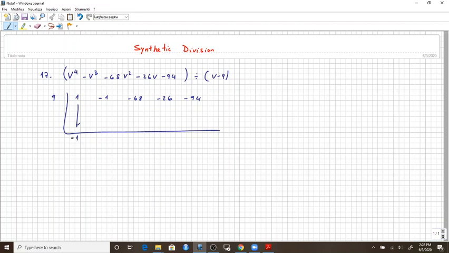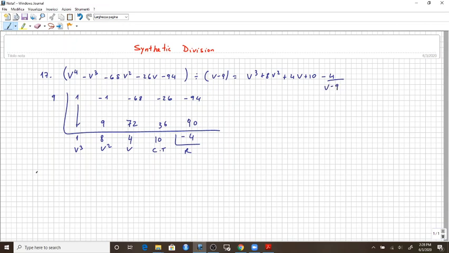Bring down the first one, 1 times 9 is 9, 8, 72, negative 68 plus 72 is 4, 4 times 9 is 36, plus 10, 10 times 9 is 90, remainder of negative 4. That's a remainder, this is constant term, v squared, v cubed. So our answer is 1v cubed plus 8v squared plus 4v plus 10 minus 4 over v minus 9.